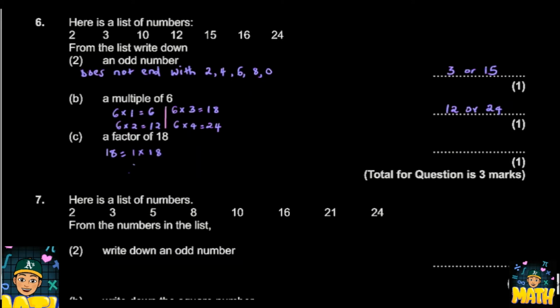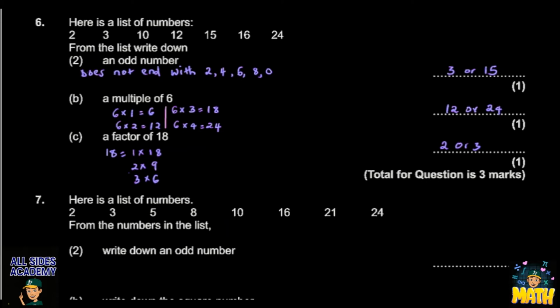A factor of 18, numbers that you multiply together to get 18. So the first obvious one is 1 times 18, then the others are those, and the ones in the list are 2 or 3.